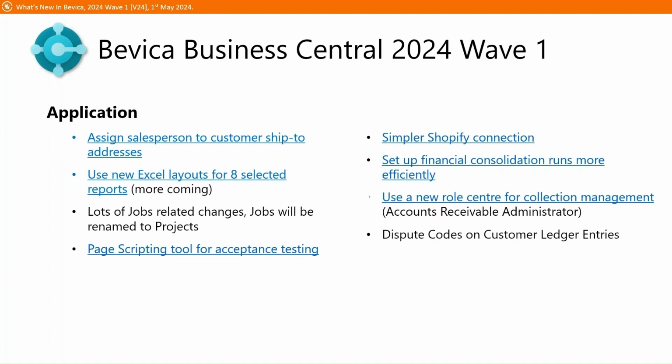So in terms of the application area, basically functionality, there are some nice little bits here. We've got salespeople on ship tos, and I'll come back to that in a second. There's a bit more Excel layouts, some testing tools, which are nice. And as usual, Microsoft are continually changing and improving the Shopify connector to give more functionality. And then a nice little feature down bottom right on customer ledger entries, whereas in the past you could just use a couple of characters to put things on hold, you can now actually put specific codes, which makes reporting a bit easier.